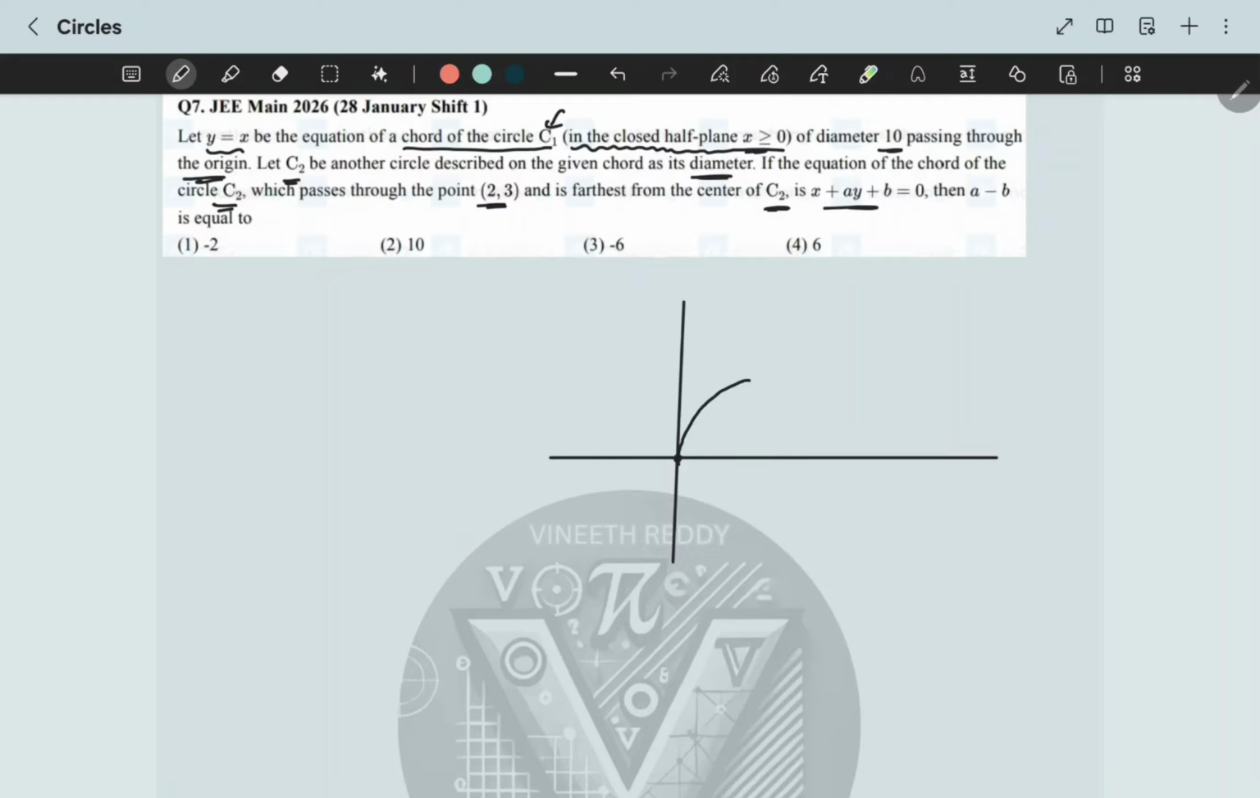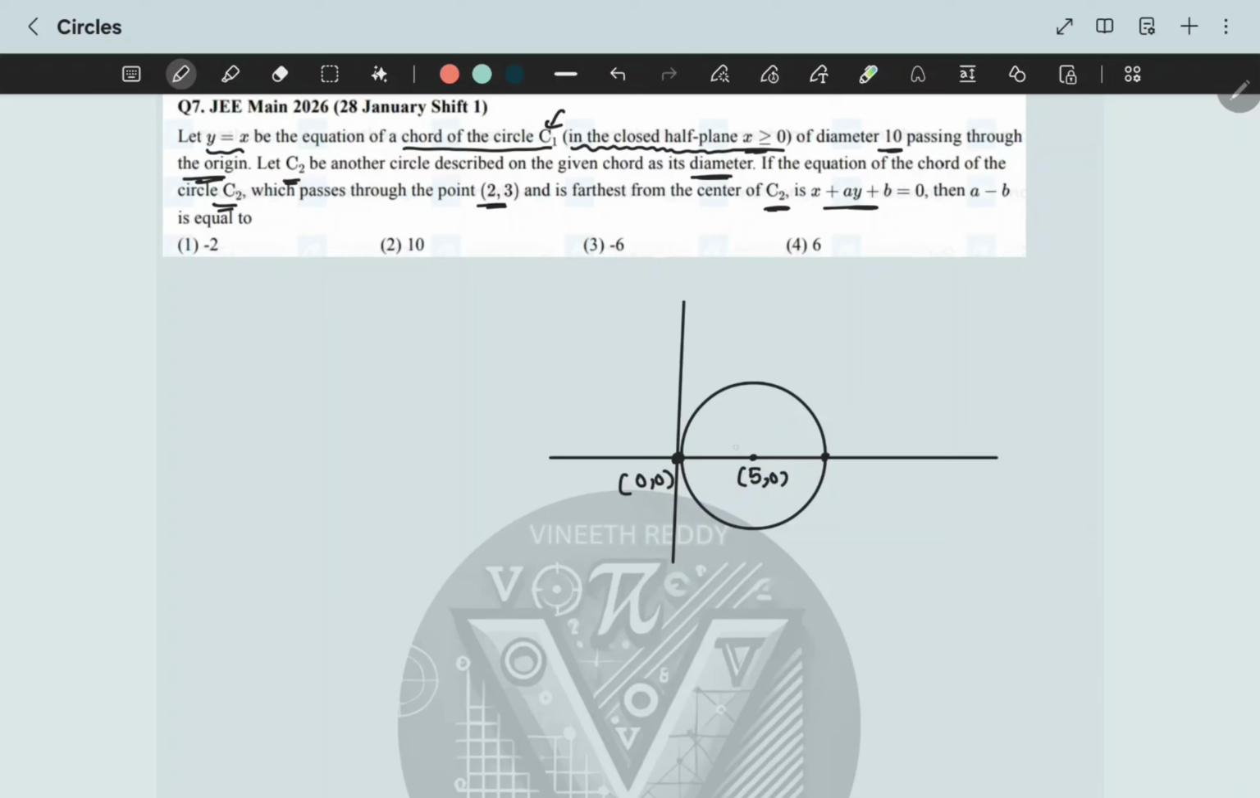It should be something like this only. The circle should be symmetrical with respect to x-axis and it should just touch the origin. Circle should be in this way only, and such that the center is 5, 0. Why should the center be 5, 0? Maybe a question. Because think about it.